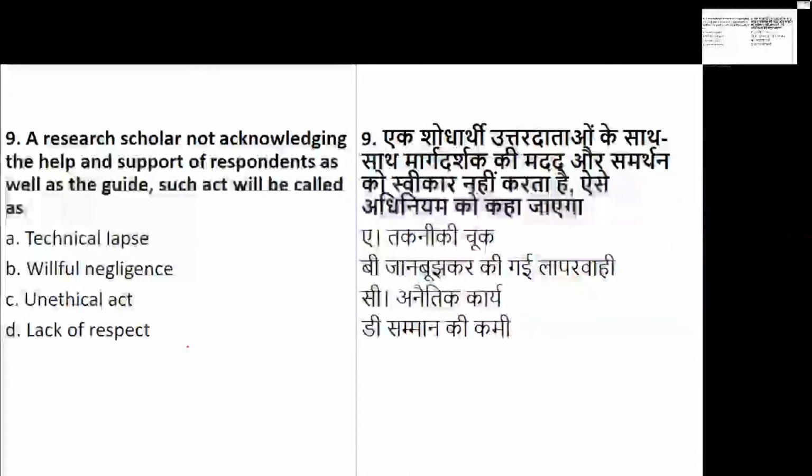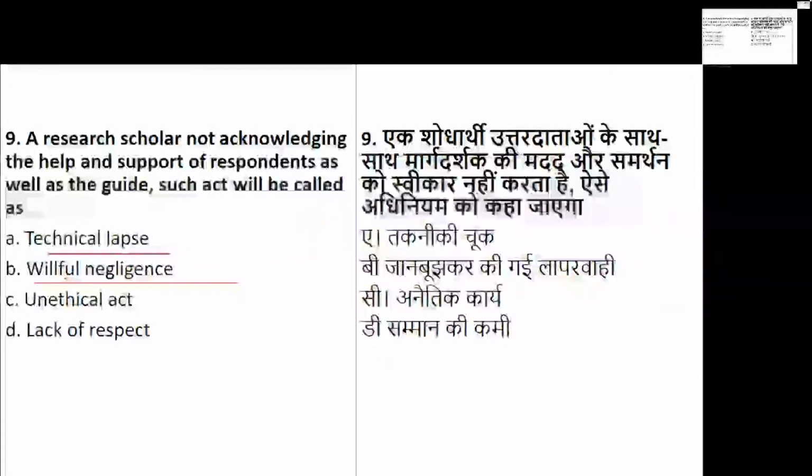So now, a researcher is not acknowledging the help of the respondents or the guide. Such an act in research will be called as what? Is it technical lapse? Is it willful negligence? Willful means on your own, your desire, you're neglecting as per your wish. Unethical act or lack of respect. Okay, let's see how many of you are able to answer it. Sanchita, just be very careful.